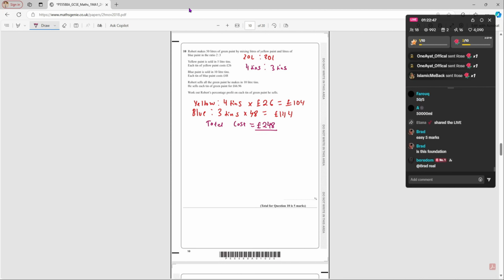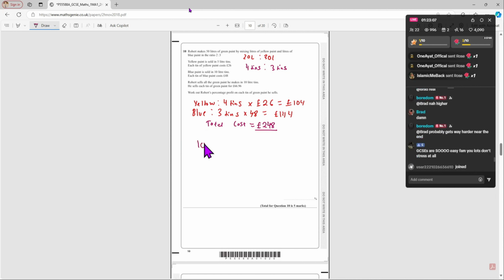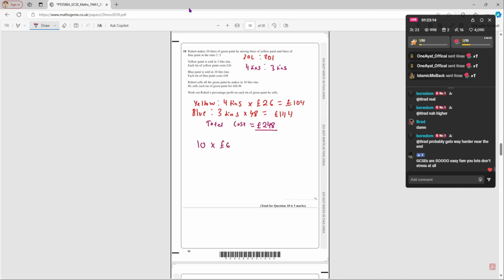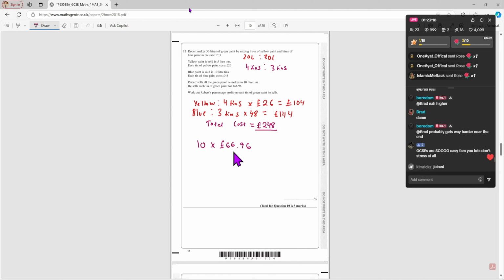And now it says green. We know that Robert sells all the green paint he makes in 10-liter tins. So we know that the total cost is £248. Green paint is sold in 10 liters, okay? So we're going to do 10 times £66.96.